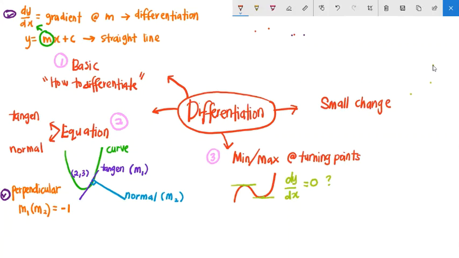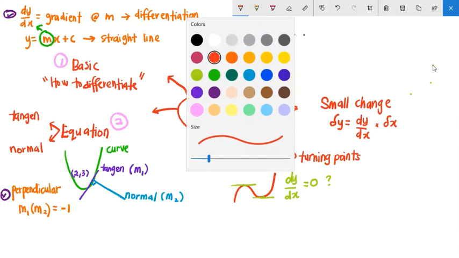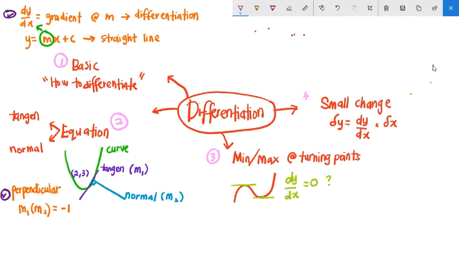Okay, small change, which is equation dia ialah dy is equal to dy/dx times dx. Okay, so small change regarding y or x. So ini very easy, cuma kita nak notice dia punya keyword dalam questions. Okay, so this is number 4. Kita akan go through juga nanti.